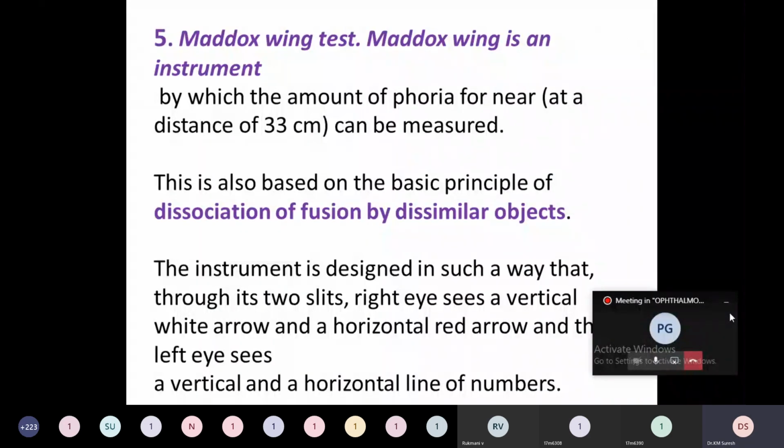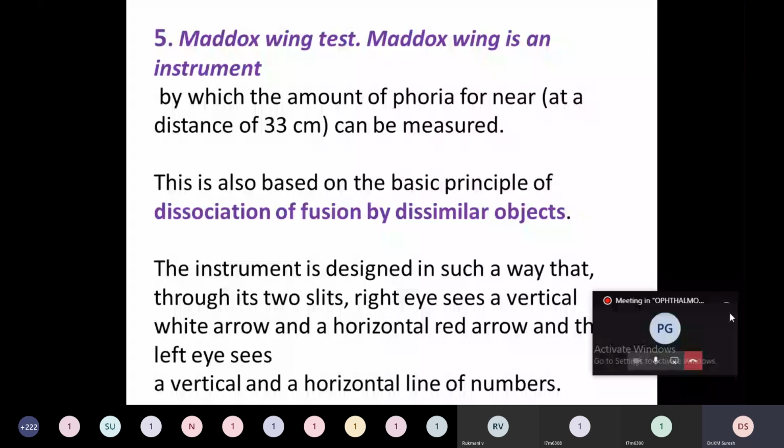A few words about Maddox wing test. Maddox wing is an instrument by which the amount of phoria for near is measured. So far, when I spoke to you about the Maddox rod test, I was talking about distant vision. Whatever dissociation is seen in distant vision is assessed by the Maddox rod, while whatever dissociation is present in near vision, anything within 30 centimeters is referred to as near vision in ophthalmology, if you don't know.